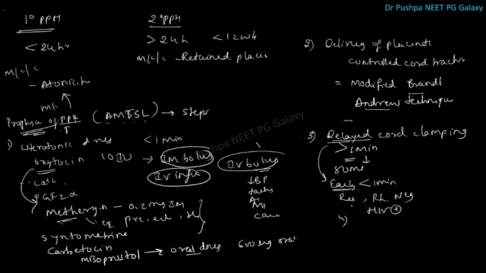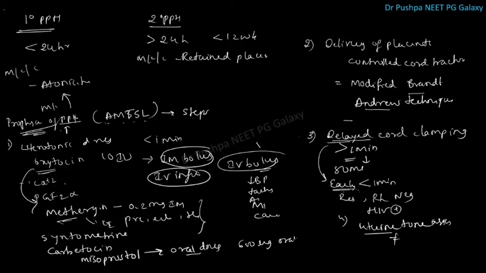Fourth one is intermittent uterine tone assessment. This does not mean uterine massage. We should not do uterine massage. This is intermittent uterine tone assessment. So these are the 4 steps of active management of the third stage of labor.